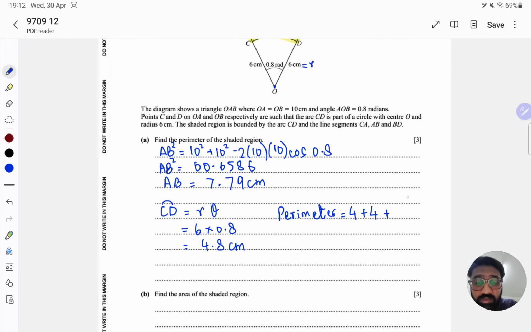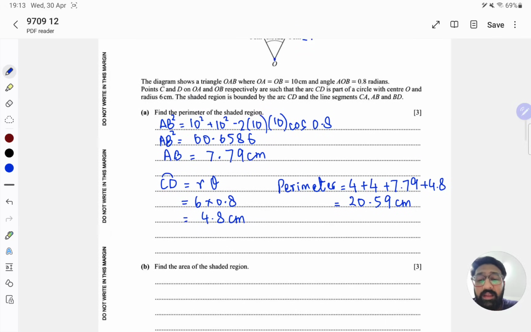and we also have 7.79 plus 4.8. So 4 plus 4 plus 7.79 plus 4.8, which is the perimeter, is 20.59 centimeter. So this is the perimeter of the shaded region. In the next part, he says to find the area of the shaded region.